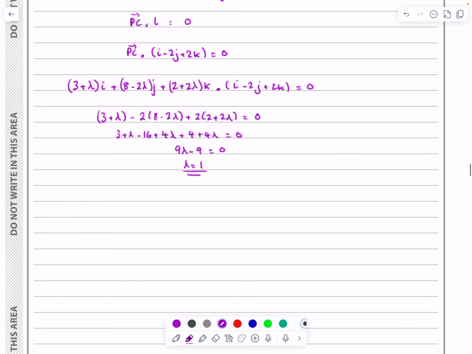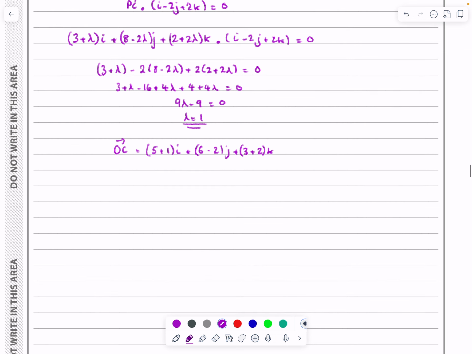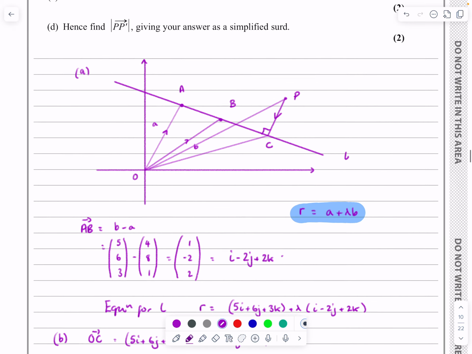So if lambda is equal to 1, I can go back to OC, because that's what I was trying to work out. OC is then 5 plus 1 lots of i, it's 6, minus 2 lots of j, and it's 3 plus 2 lots of k. We're just putting lambda equals 1 into that, so OC works out to be 6i plus 4j plus 5k. Let's just check, did they want the vector OC or the coordinate?